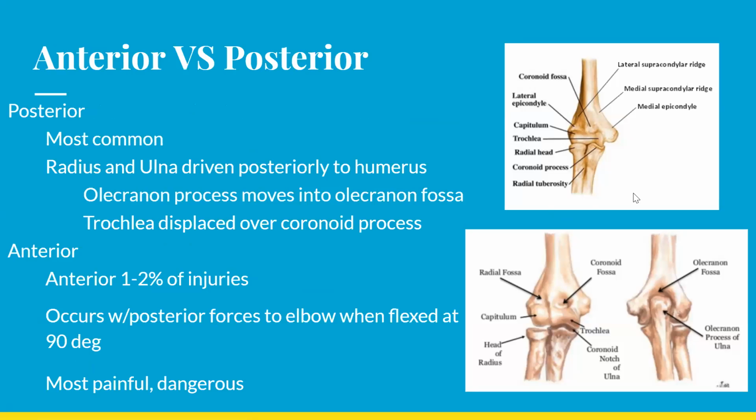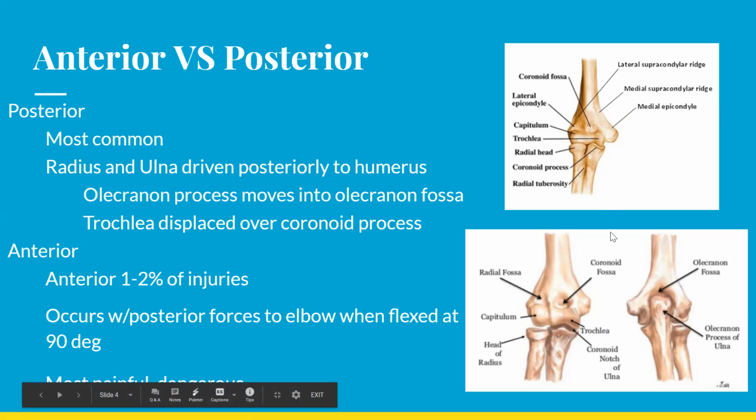And so you have the olecranon process that moves up into the, let's see, here we go. Hopefully you guys can see my mouse here. So the olecranon process moves up into the olecranon fossa further up, which places the trochlea anterior to the coronoid process here.